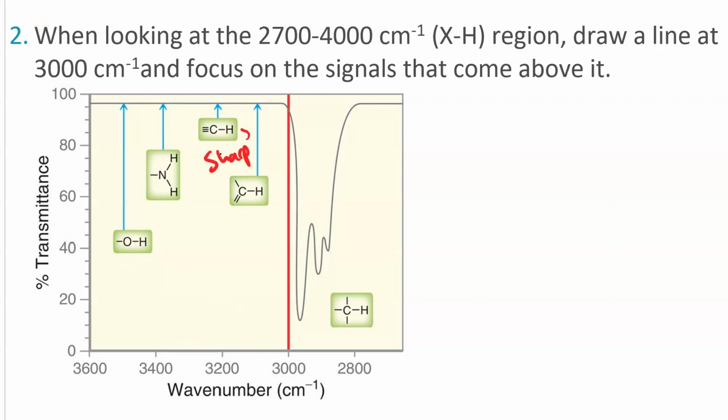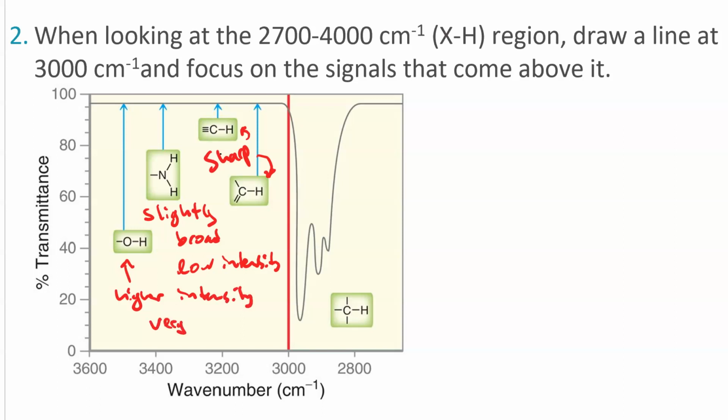Again, the CH bonds will be sharp, at 3200 for an sp CH stretch and 3100 for an sp2 CH stretch. The amine signals will be slightly broadened, but low intensity. The hydroxyl will be higher intensity and very broad if the concentration is high.